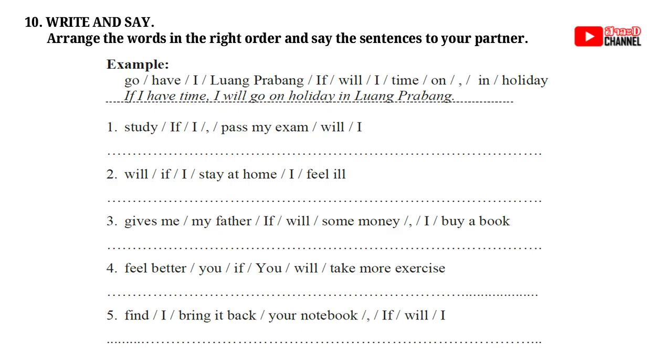Exercise 10. Write and say. Arrange the words in the right order and say the sentences to your partner. Example. Go. Have. I. Luang Prabang. If. Will. I. Time. On. Comma. In. Holiday. If I have time, I will go on holiday in Luang Prabang.